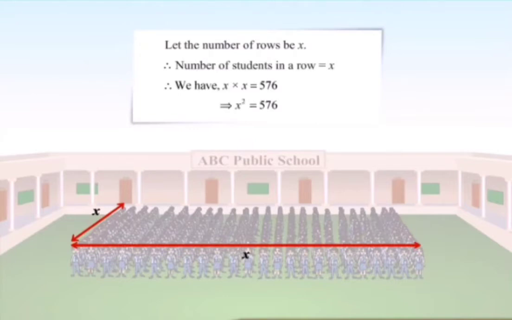Or x squared is equal to 576. Now, you need to find the number whose square is 576. For this, you will use the concept of square roots. Calculating the square root of a number is the inverse operation of squaring a number.